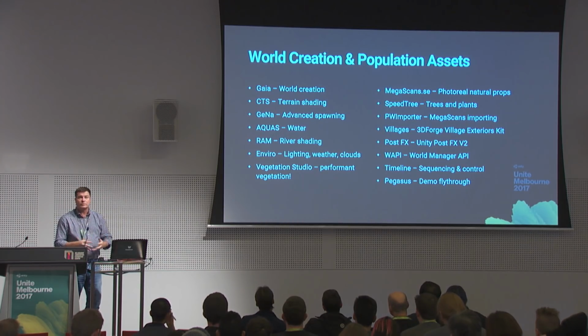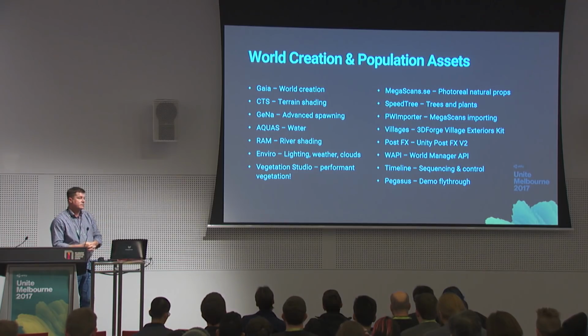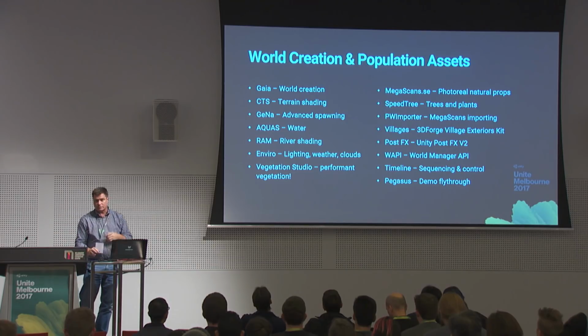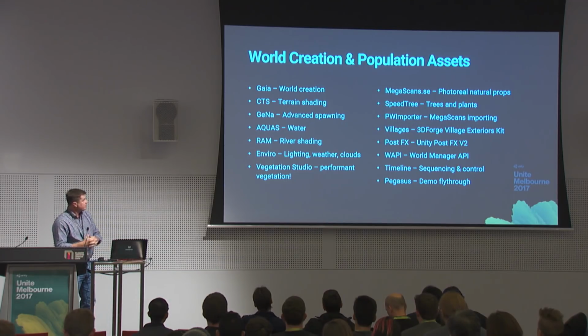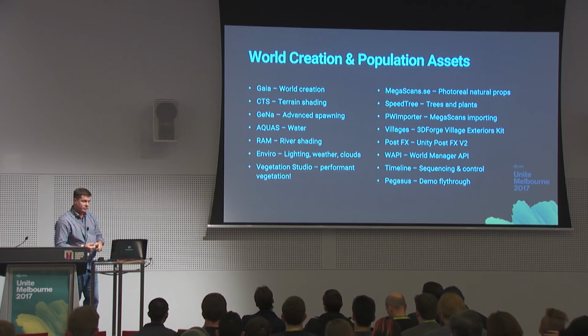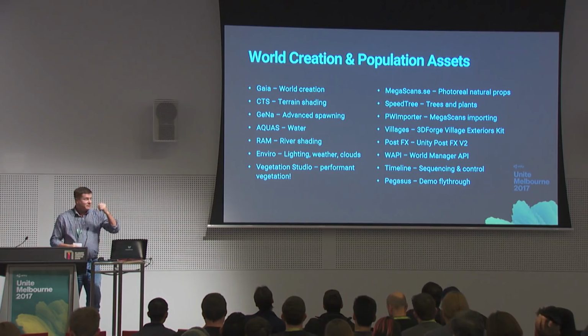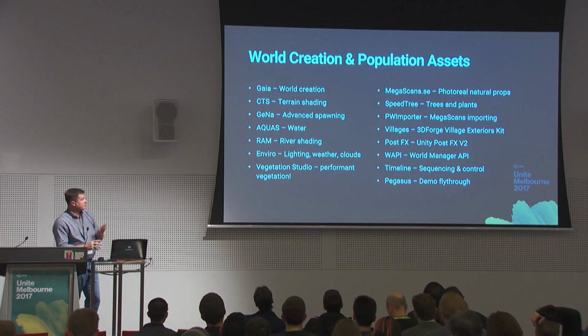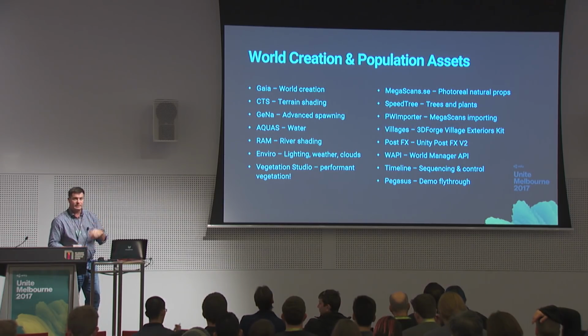Megascans, I'll show you some cool assets from Megascans. So if any of you saw the stuff I put on IGDA, the really pretty stuff, that's all Megascans. SpeedTree for some trees. I'll show you this Megascans import process to show you how quick and easy it can be. For villages, we'll use 3D Forge exteriors. I'm actually going to use Unity Post Effects version 1 because Aquas has a conflict with version 2. I'll show you this World Manager API. I'll show you a timeline to control all of this. And then if we get time, we'll do a Pegasus fly through.